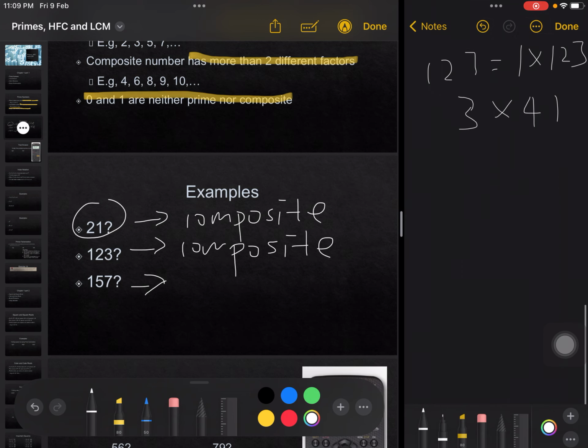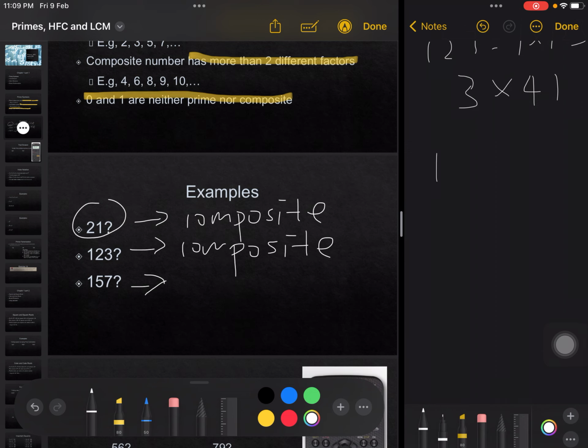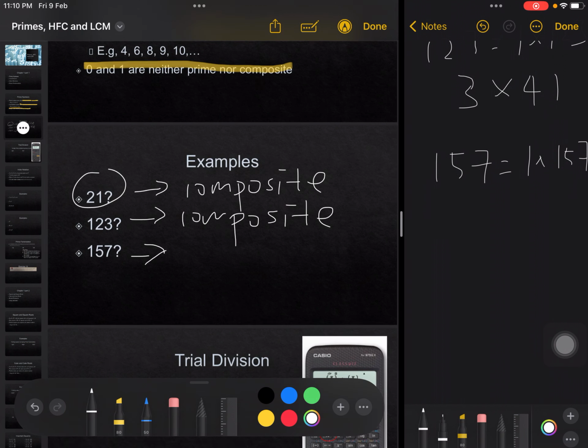Then how about 157? Let's look at 157. 157 equals 1 times 157. Is there any other factor that 157 is able to be divided by? Is it able to divide by 2? No. 3? No. 4? No. So if there are no other factors, 157 is a prime number. So these are examples of prime and composite numbers.